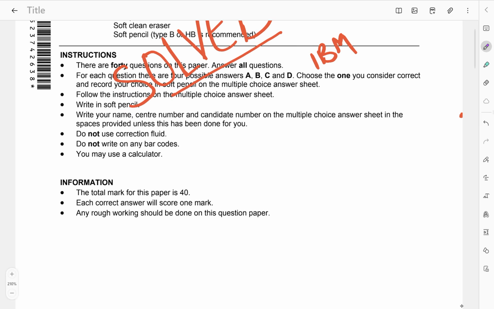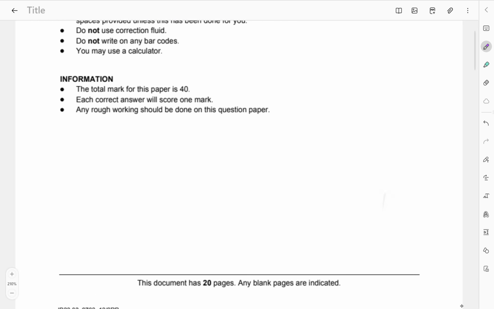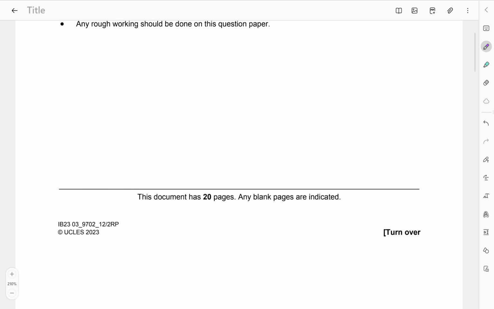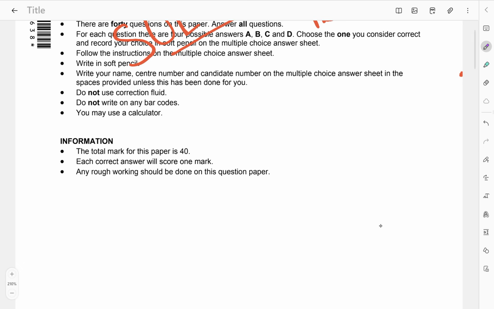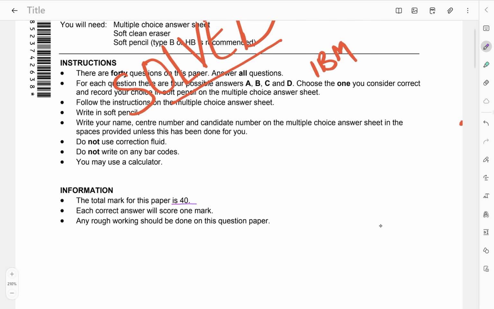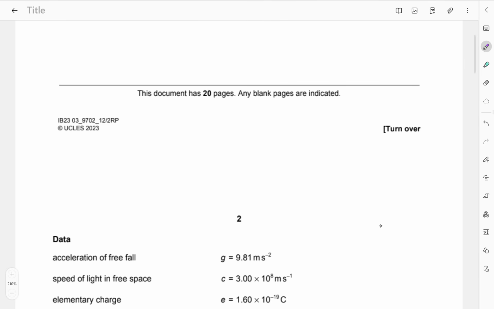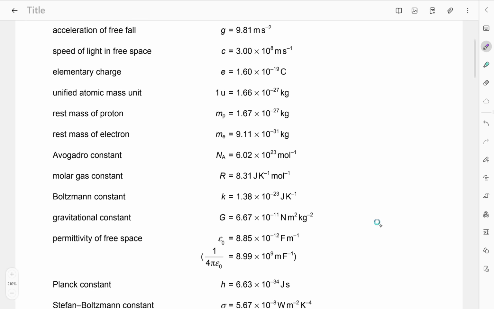So without wasting time, let's go to the multiple choice questions. This paper has a total of 40 marks. Normally, the instructions are to answer in the multiple choice answer sheet, and we just use a soft pencil. So here we'll just use a simple method of answering the questions by simply circling.